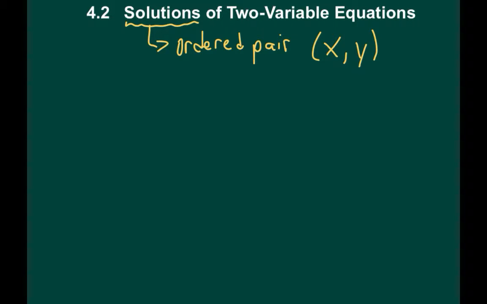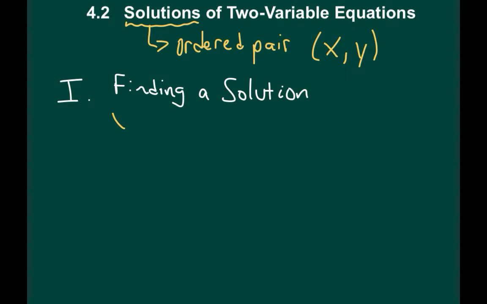The solution really is just a point. It's an x value and a y value that both fit in that equation together. So really this section, we're going to be finding points. We're going to be finding x and y values that work for an equation. So Roman numeral 1, finding a solution. And this looks a little bit different than 4.1 because we're not using this with a data table, but essentially it's that exact same concept.